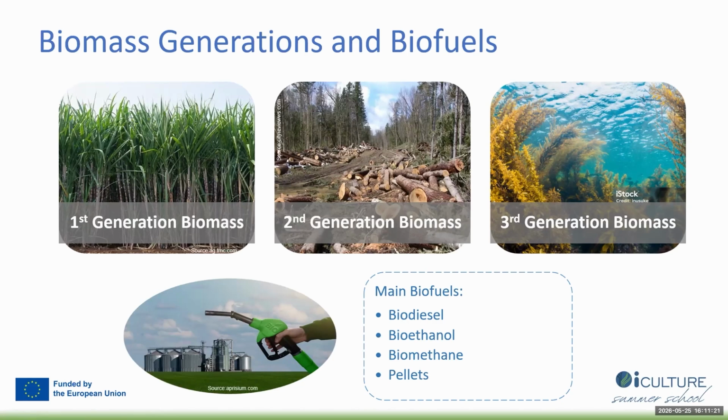Second-generation biomass consists of lignocellulosic materials, including agricultural and forestry residue. These materials reduce competition with food crops, but usually require more intensive pretreatment due to their lignin content. Finally, third-generation biomass includes aquatic biomass, particularly microalgae and macroalgae.